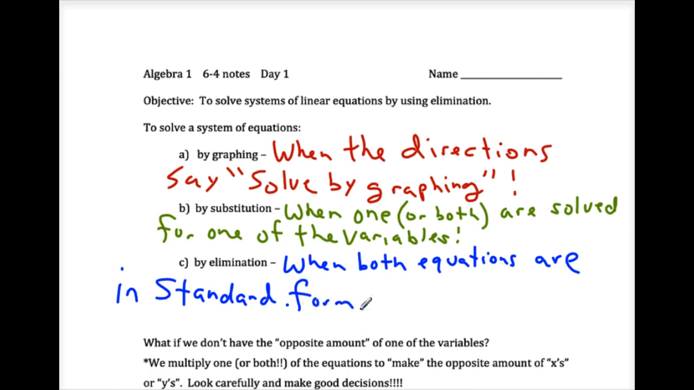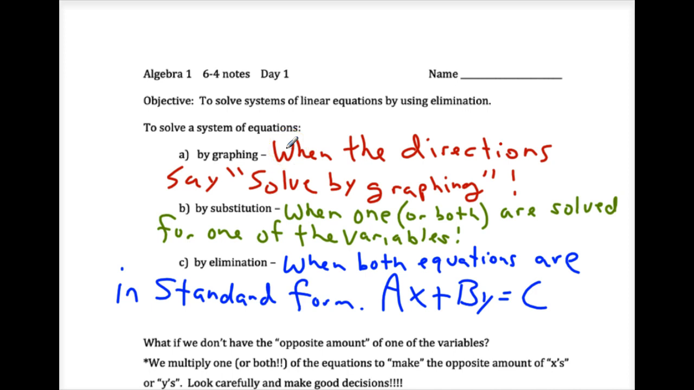Oh God, I didn't mean to stump you. No, I'm sorry. Ax plus By equals C. Standard form. No fractions, no decimals, standard form.